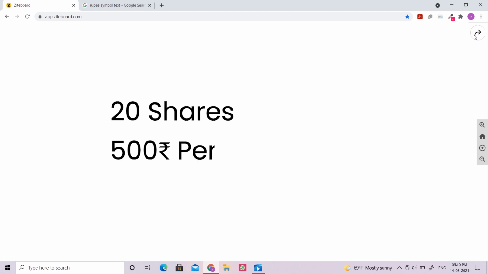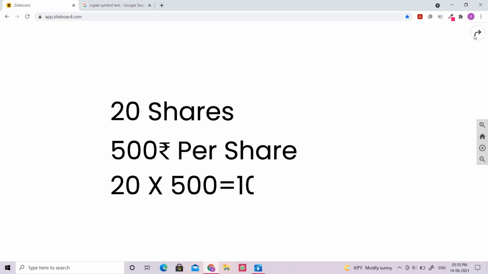Okay, now let us understand the internal structure of trading while we buy and sell shares. So imagine you want to buy 20 shares at 500 rupees per share. So how much capital do you need in your demat account? So it's nothing but 20 into 500. So you need to have 10,000 rupees in your demat account. Now for this example, let's say that your demat account is of Zerodha.